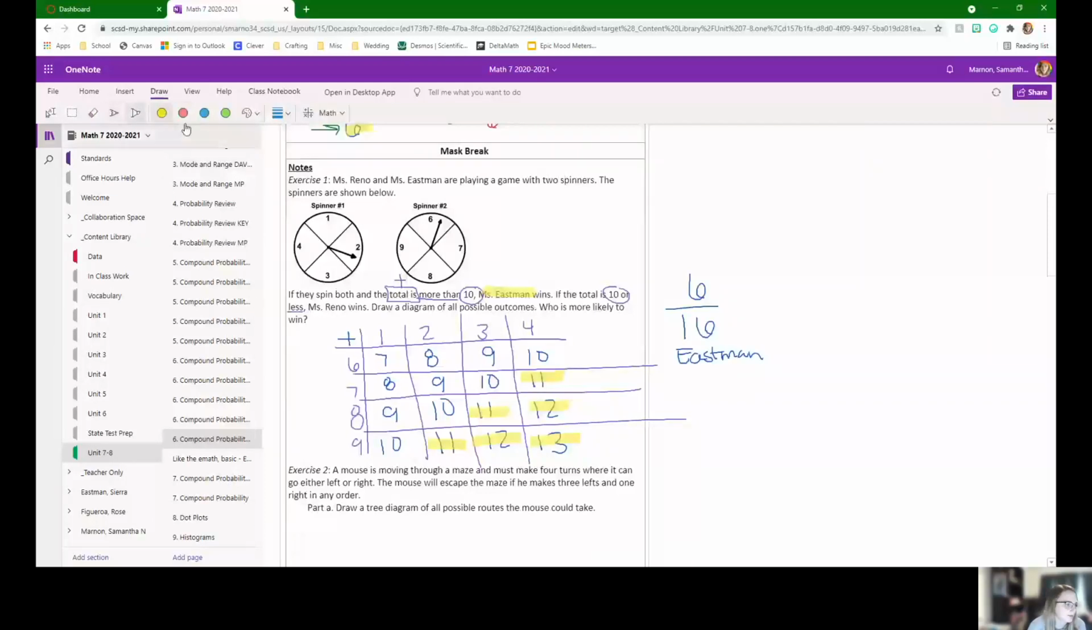And then for Miss Reno, let's highlight her in pink. It's her favorite. She's got 1, 2, 3, 4, 5, 6, 7, 8, 9, 10 possibilities for Miss Reno. So who's more likely to win? Miss Reno is more likely to win because she has more chances. She has a higher probability of spinning 10 or less.